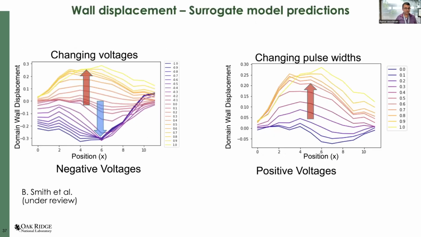And so we can play with this reinforcement learning environment by, for example, changing the voltage and seeing what happens. Obviously, when you change to positive voltages, you get these positive displacements. And when you go to negative voltages, you get these negative displacements, exactly as you would expect. And similarly, as you increase the pulse width, you increase the magnitude by which the domain wall starts to move out. So this is all working as we expect now.